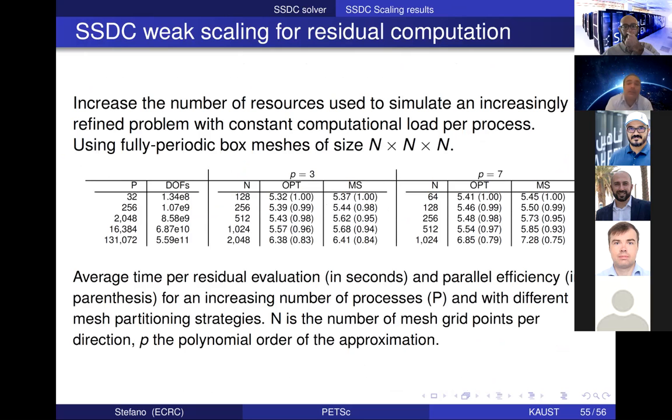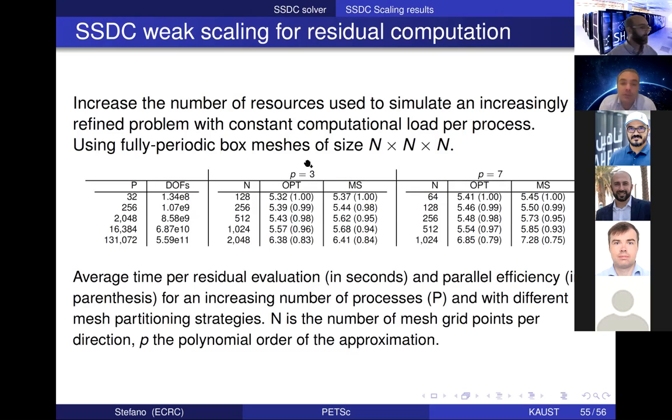And to close, I close with the scaling results. As I said, this is an ODE application, so what we care about is the residual evaluation. In the first set of results here, we have weak scaling. Weak scaling means we increase the number of resources used to simulate an increasingly refined problem with constant computational load per process, which means I fix the number of equations per process, and I increase the number of resources used to solve an increasingly refined problem.